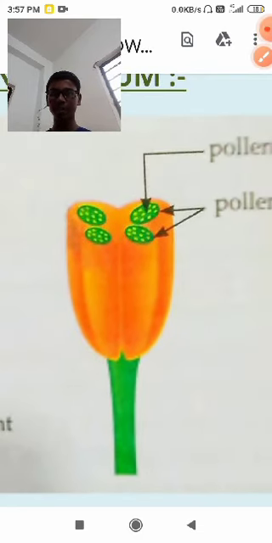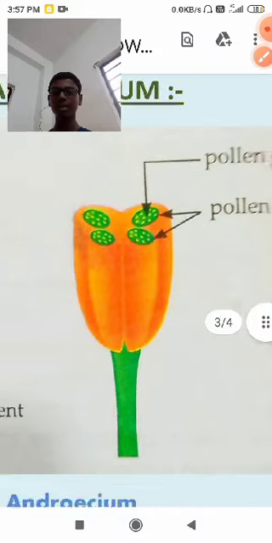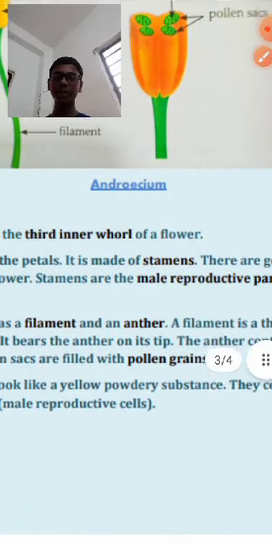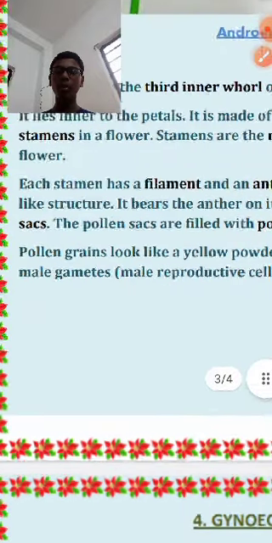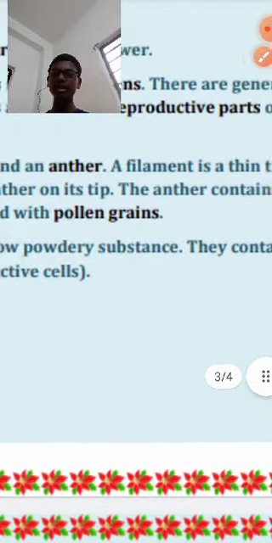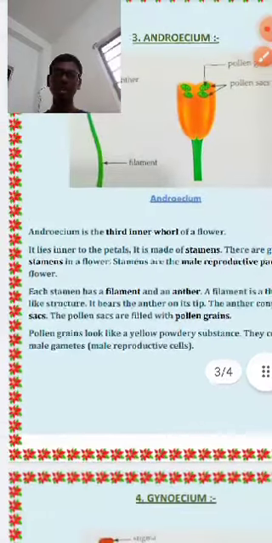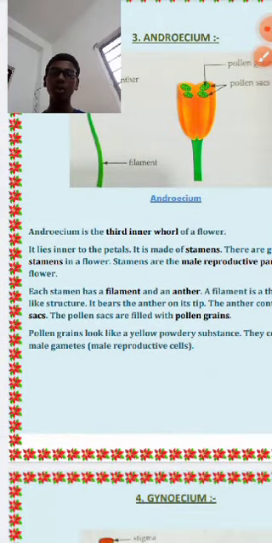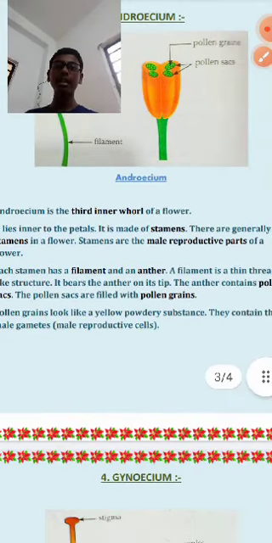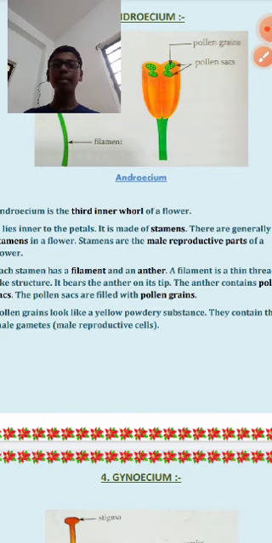We will get something like this, which is known as the pollen sac. Under the pollen sacs, pollen grains are present. Pollen grains look like a yellow powdery substance. They contain the male gametes, the male reproductive cells.